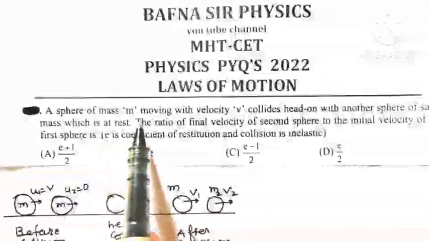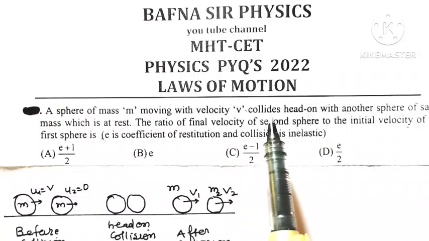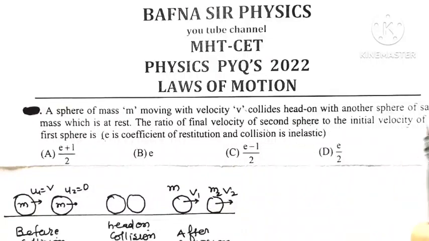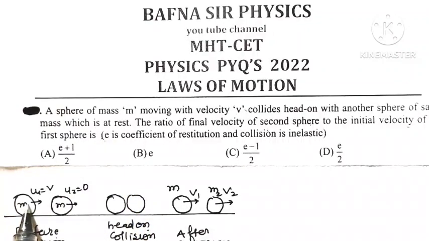A sphere of mass m moving with velocity u collides head-on with another sphere of the same mass which is at rest. So here, the sphere of mass m moving with initial velocity u1 equal to v collides with another sphere of the same mass m which is at rest, meaning u2 equals 0.